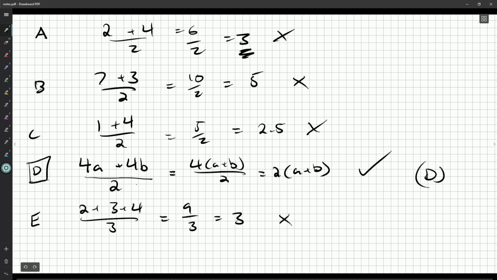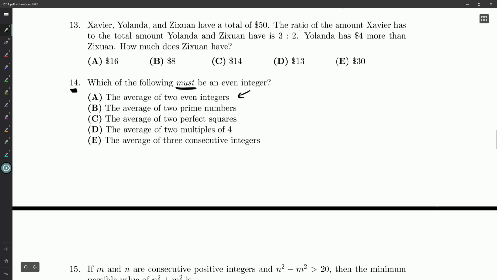I don't even need to pick an a or a b. This is guaranteed to work. As long as you've got 2 multiples of 4, the average is going to be even. Because with a multiple of 4, you definitely get an extra factor of 2 lying around, and that makes the numbers even. All right, so our answer there is going to be D.